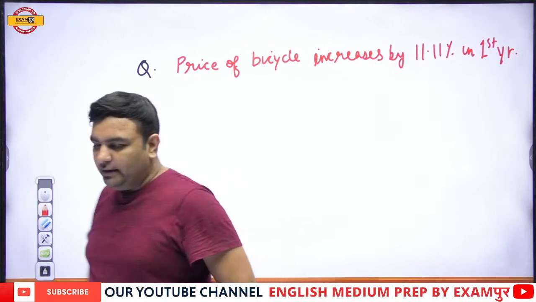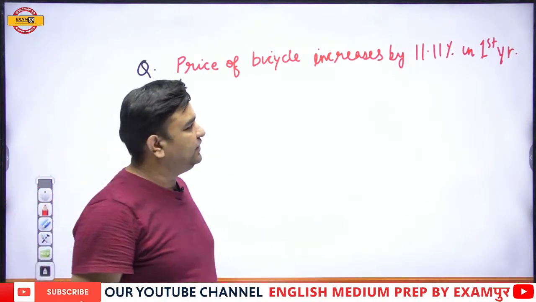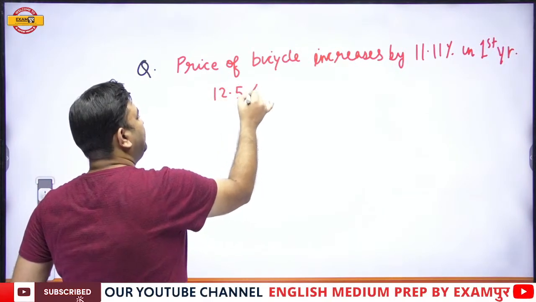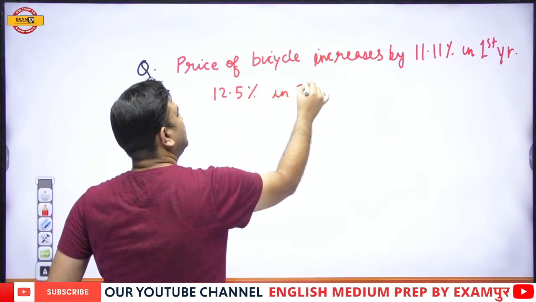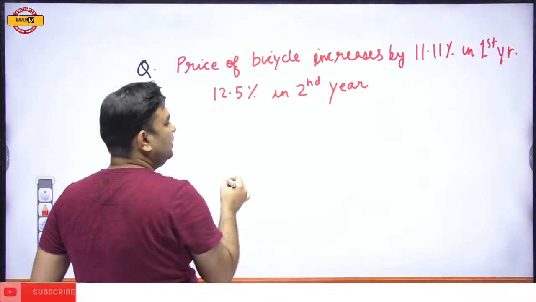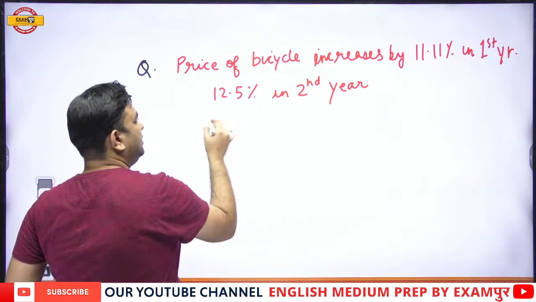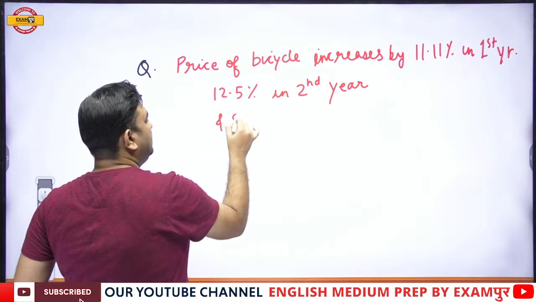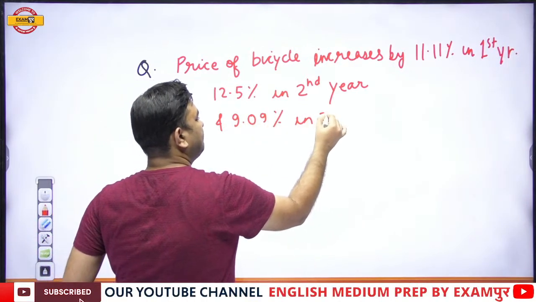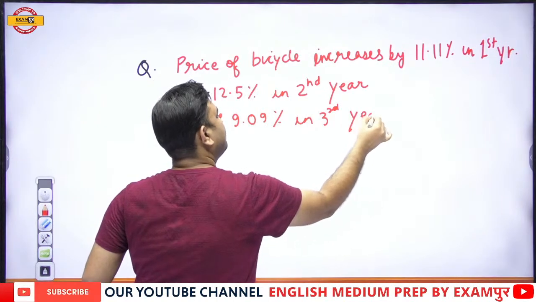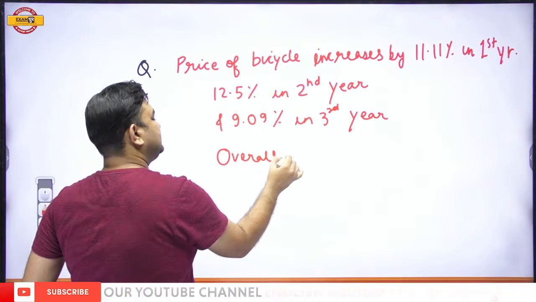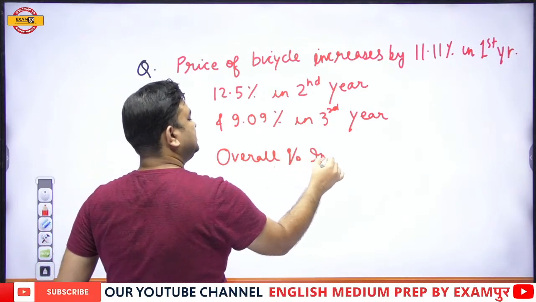Price of bicycle increases by 11.11% in the first year, 12.5% in the second year, and 9.09% in the third year. Overall percentage increment.